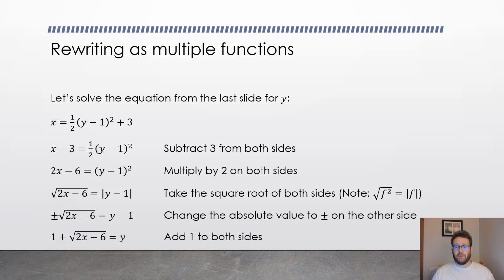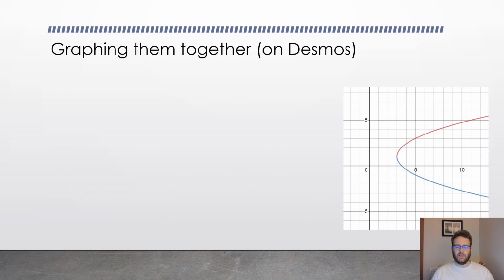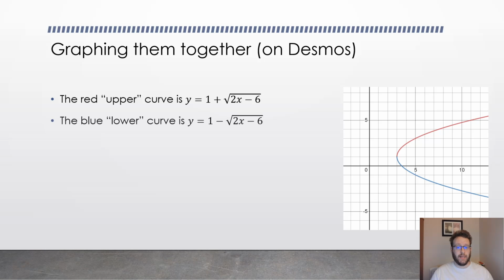Now if I graph them together in Desmos, you get something that looks actually rather nice. The red upper curve is our 1 plus the square root, the blue lower curve is 1 minus our square root, and each of these on their own, if you just cover up one color or the other, is actually going to be a function. Together, they end up making a full-on sideways opening parabola. In fact, this matches pretty nicely the graph we had before.